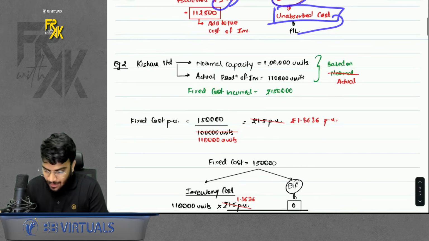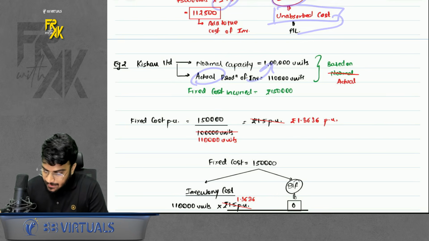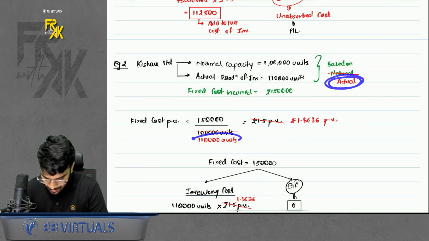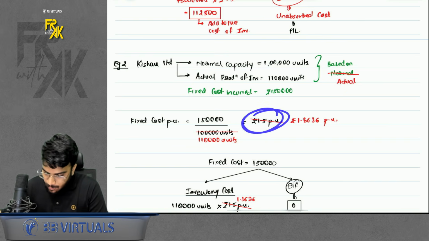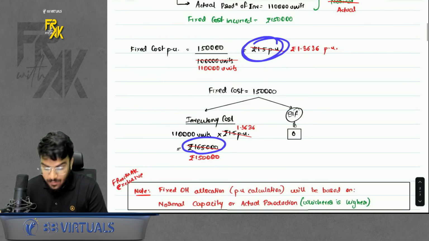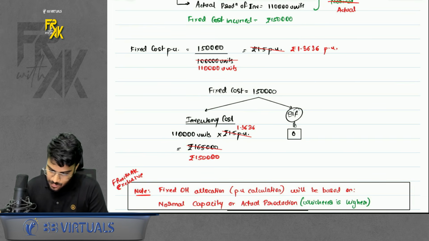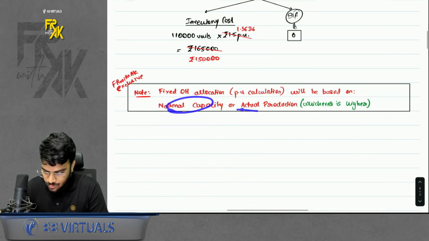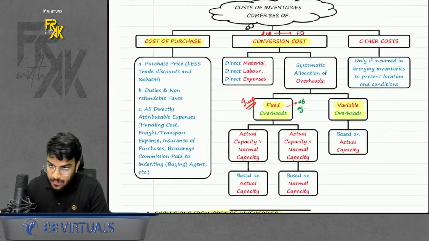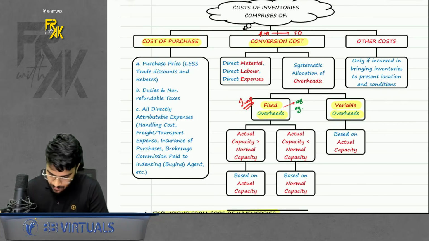But let's say if your actual production exceeds normal capacity, in that case don't divide by normal, divide by actual. Why? Because if you divide by normal, it will lead to over allocation of overheads, which is not allowed, right? So you will divide by actual capacity. So for fixed overhead, always remember we divide by normal or actual, whichever is higher. Simple. Then this was the cost of inventory.